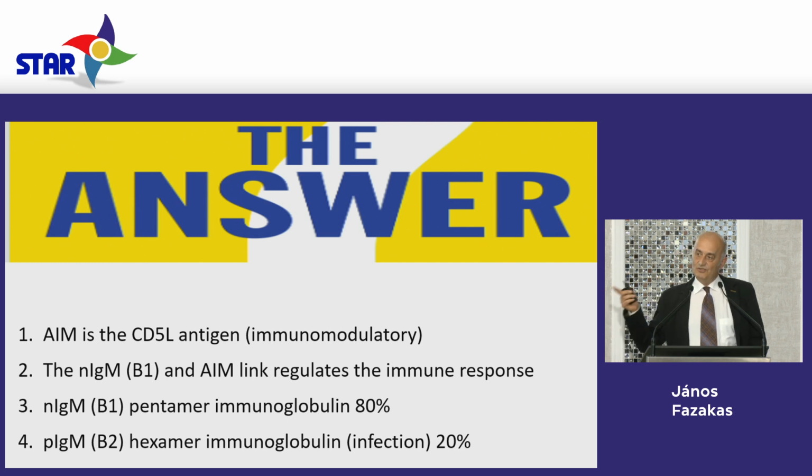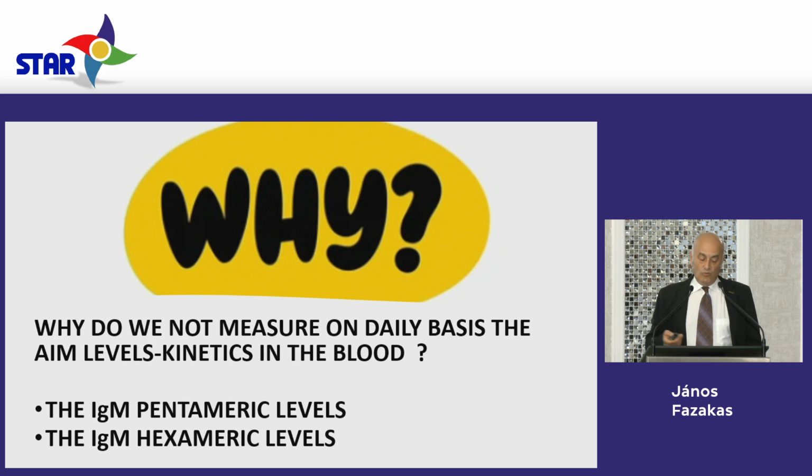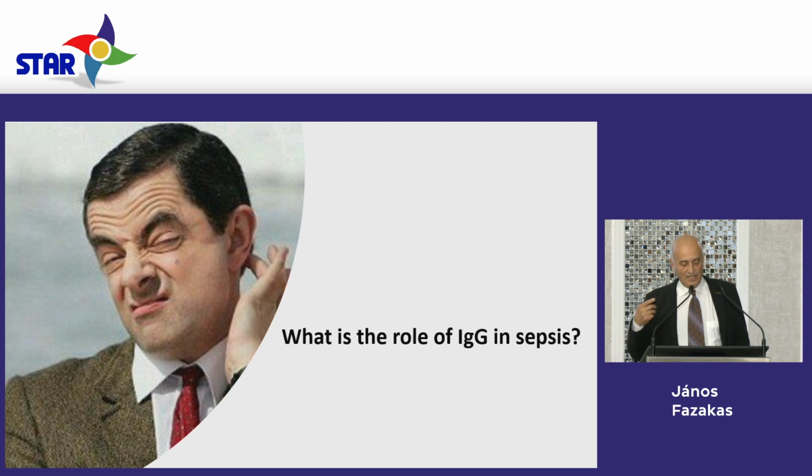If the 20% of the hexameric form is consumed, you start to consume the pentameric one, and then your patient will lose the immunomodulation, and your inflammation will be more dysregulated. Why don't we measure on a daily basis the levels to check the kinetics of the AIM, I mean CD5L, or IgM, pentameric and hexameric levels? It could be important because then we understand the role of the immunoglobulins in our individualized patient, and we can apply this treatment more accurately.